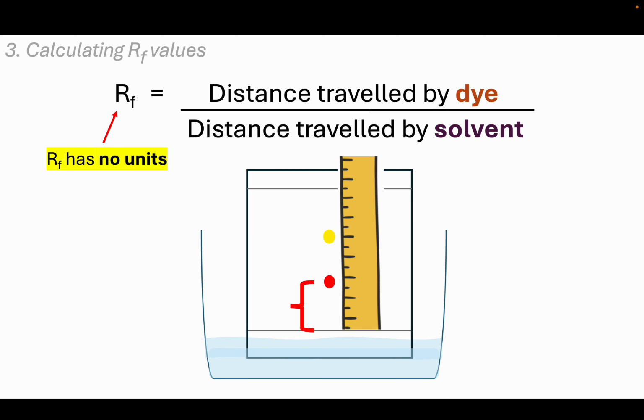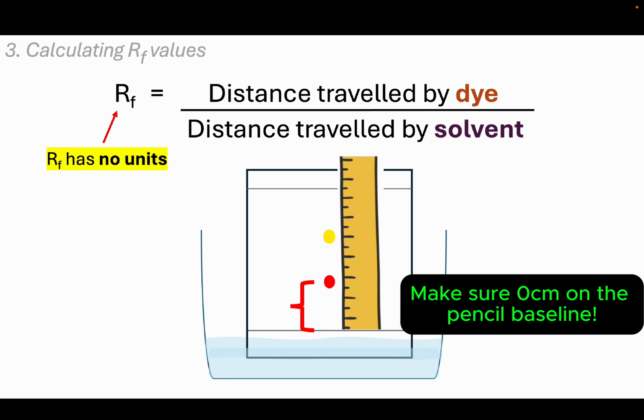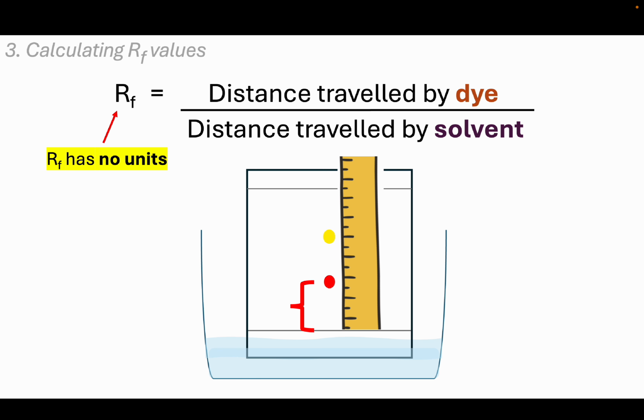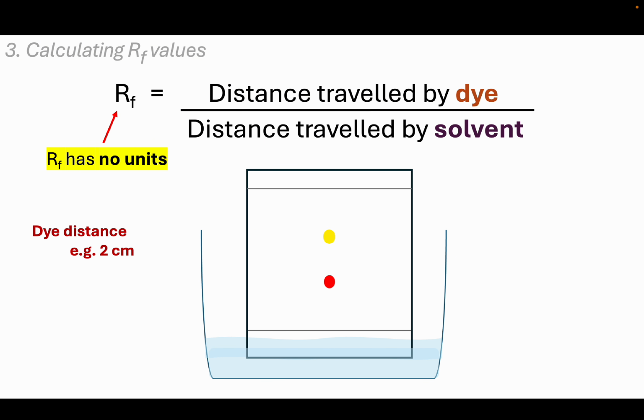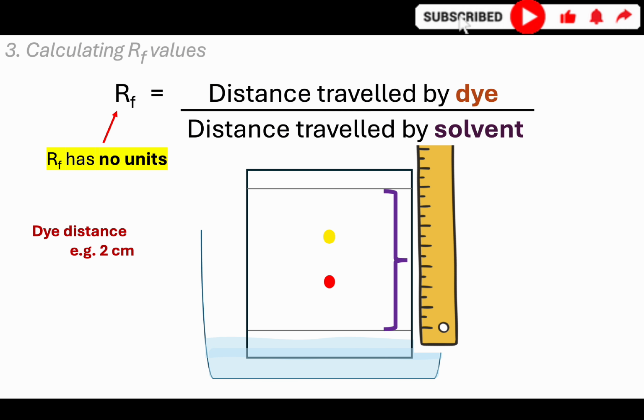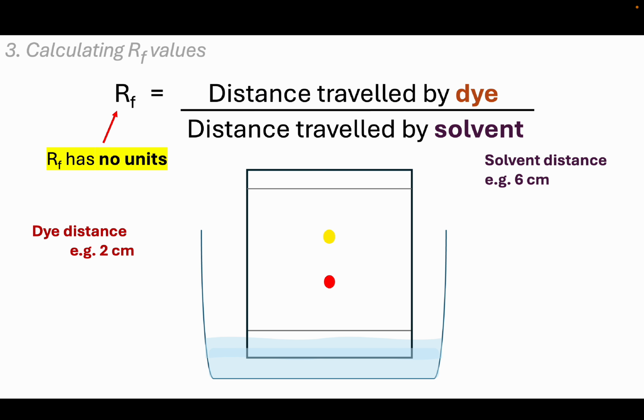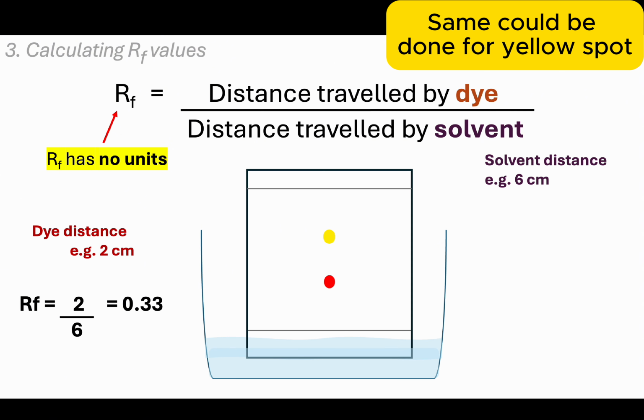So if I was to grab a ruler and focus on the red spot, what I would do is find however many centimeters it is from the pencil baseline to the center. And let's say, for example, the dye distance was only 2 centimeters. And then I would calculate how much the solvent has travelled. And this value could have been 6 centimeters. So that means my RF value for the red spot would be 2 divided by 6, and that would give you 0.33. RF has no units because the units cancel out.